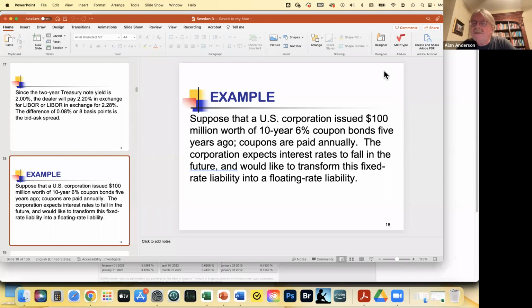So what they will do is approach a dealer and say, maybe we could get ourselves into a position where instead of paying a fixed rate of interest, we're paying a floating rate of interest. Because that way, if we're right and rates drop, we'll actually save some money. Of course, what's the drawback? If they're wrong and rates go up, they can end up paying more money. So it's a gamble, but they see that it is a worthwhile gamble.